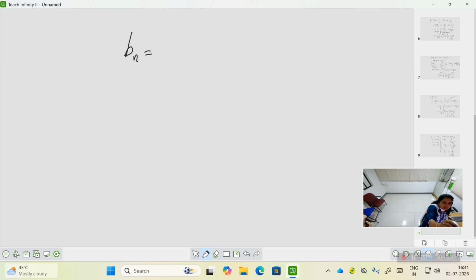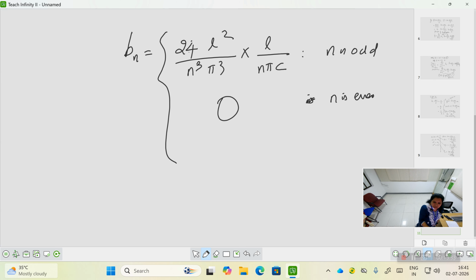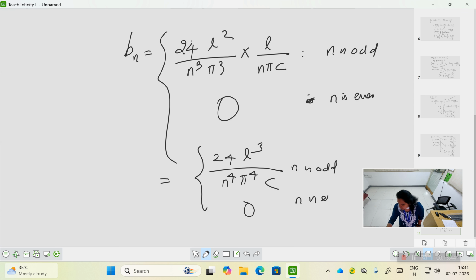So you get Bn is equal to, already you are having 24 L square by n cube pi cube. Now you bring this L by n pi c to the other side, where n is odd, and 0 where n is even. So these are the values. If you multiply, you get 24 L cube divided by n power 4 pi power 4 c, where n is odd, and 0 where n is even. So we got both the values for Bn.